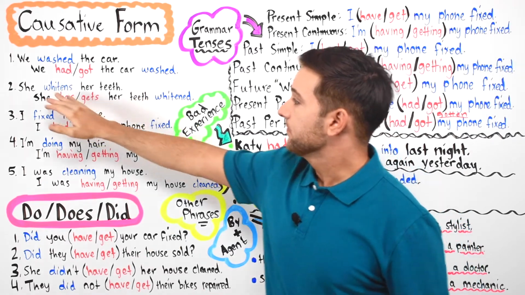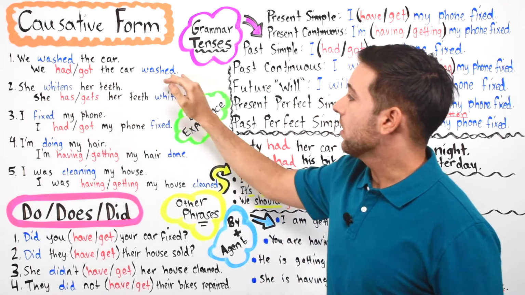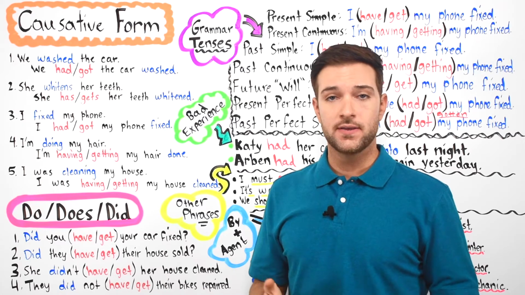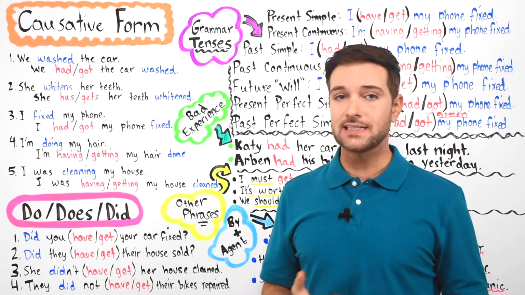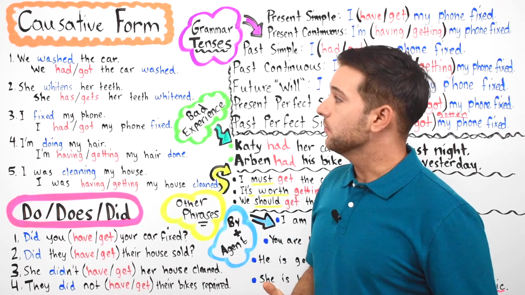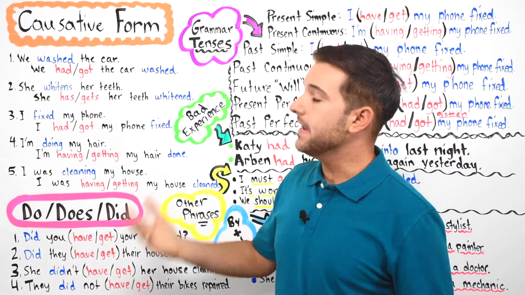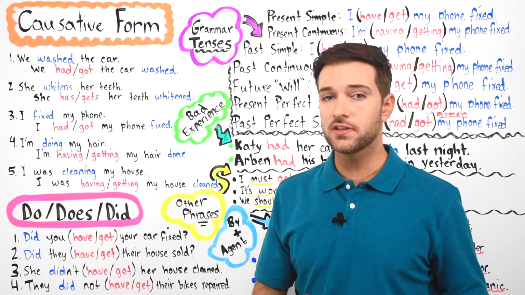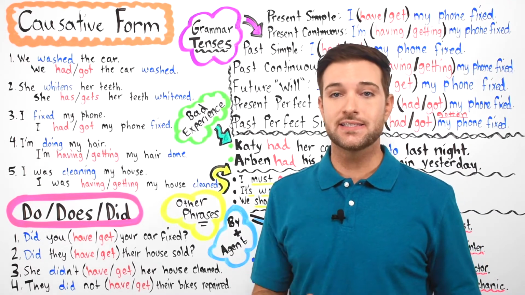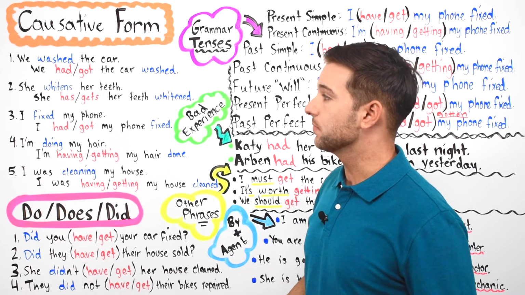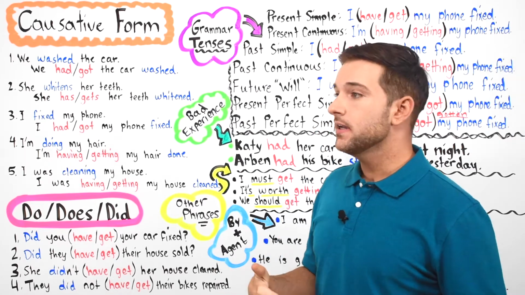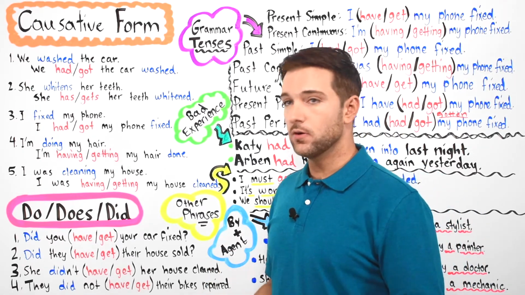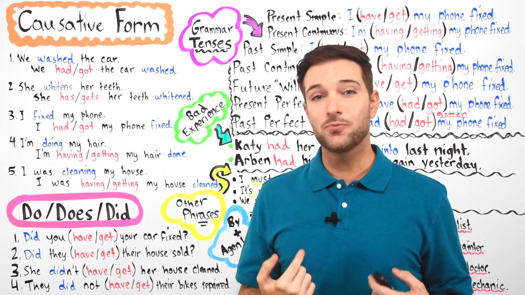Now look at this one. It says, "We had the car washed." Okay, so we had the car washed. Now, in this sentence, it's clearly understood that we have paid somebody, probably, to wash the car for us. Whatever the case may be, it wasn't us that washed the car. It wasn't us who performed the action. We had the action performed by somebody else.